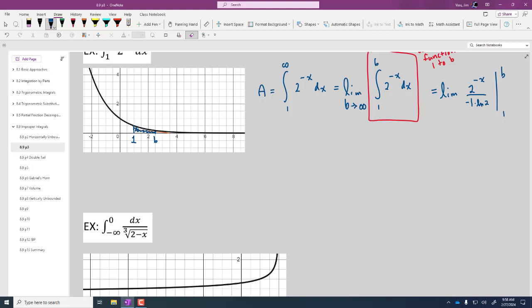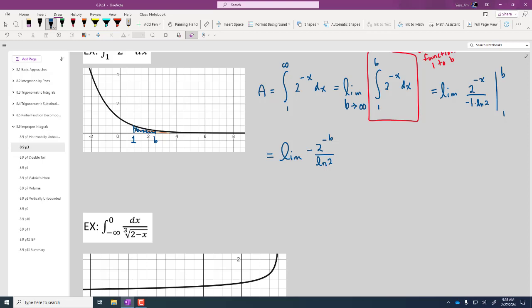Okay, so let's plug in our stuff. So limit is still just sitting out in front, waiting patiently. So we plug in the b. We're going to have a -1 out in front. We're going to have a 2 to the negative b. So we could write it this way, -2 to the negative b divided by natural log of 2. That's the first part, upper limit of integration.